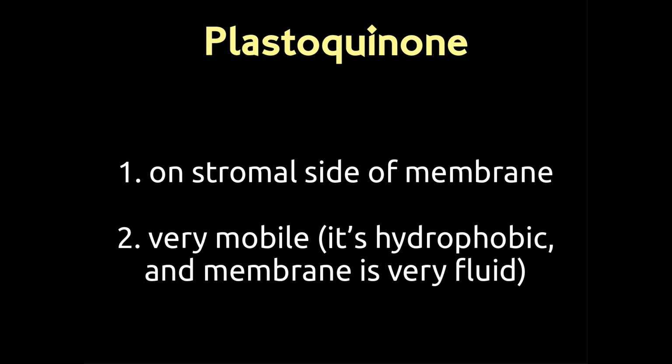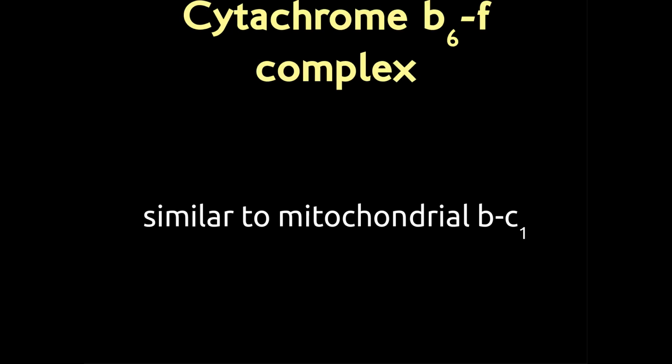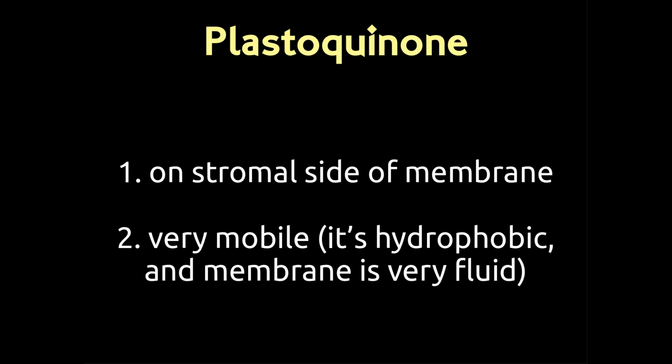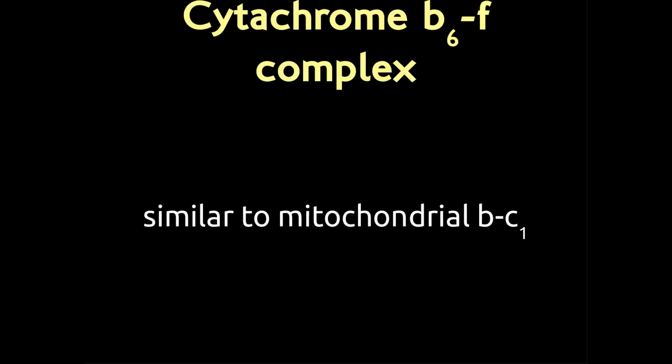The thylakoid membrane is very fluid, and plastoquinone is a hydrophobic lipid, so it can travel through this membrane very quickly. That makes it very convenient for passing electrons to the next element in the electron transport chain. That next element here is cytochrome B6F.